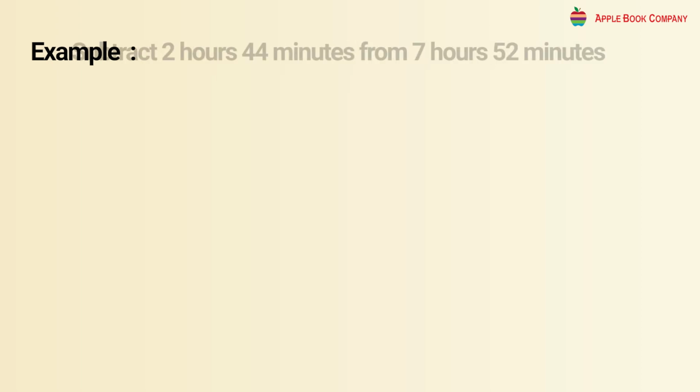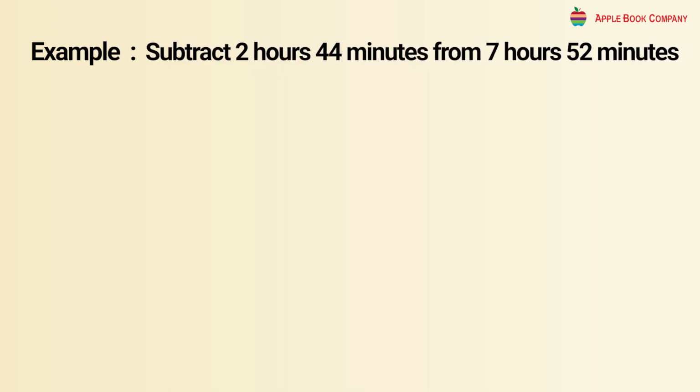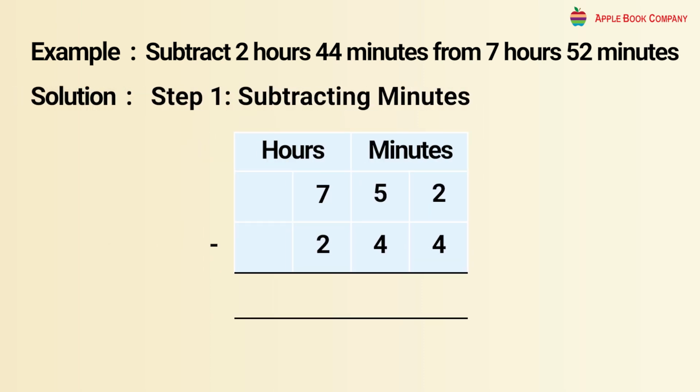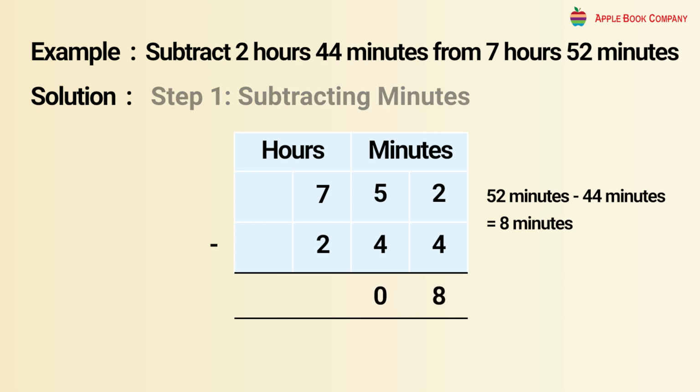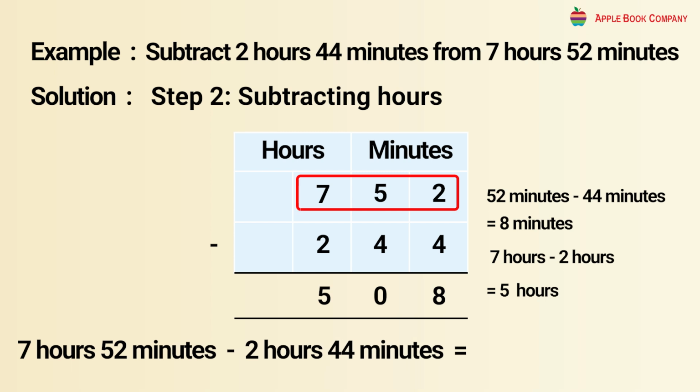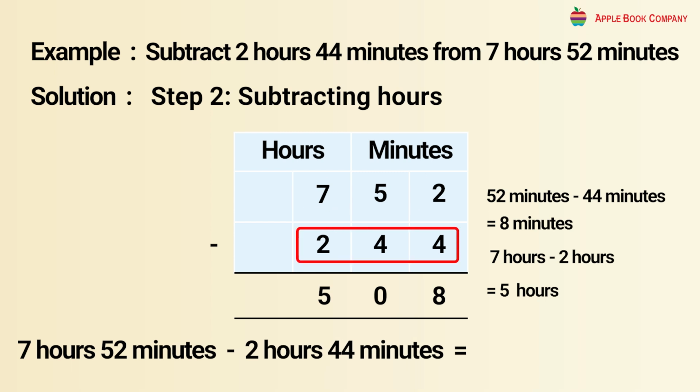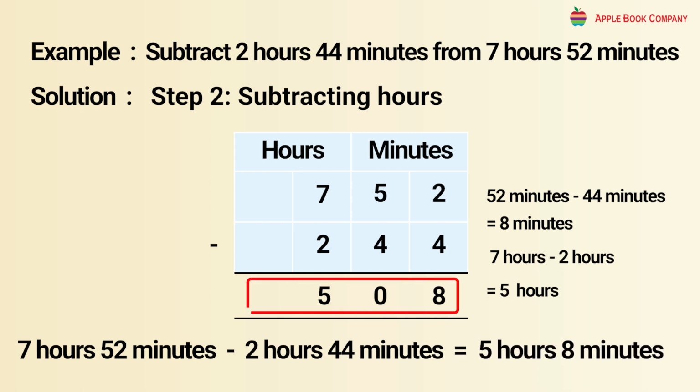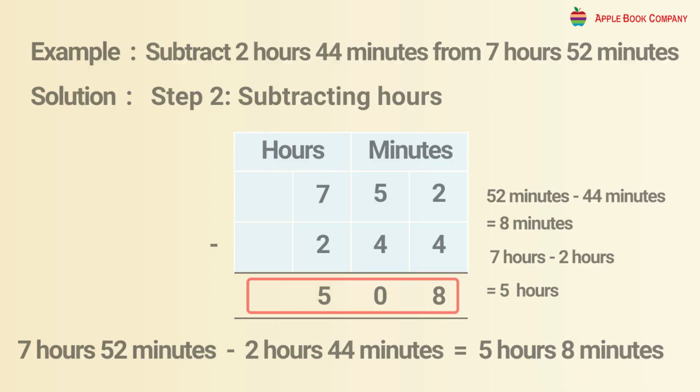Example, subtract 2 hours 44 minutes from 7 hours 52 minutes. Solution. Step 1. Subtracting minutes. 52 minutes minus 44 minutes equals 8 minutes. Write 8 under minutes column. Step 2. Subtracting hours. 7 hours minus 2 hours equals 5 hours. Therefore, 7 hours 52 minutes minus 2 hours 44 minutes equals 5 hours 8 minutes.